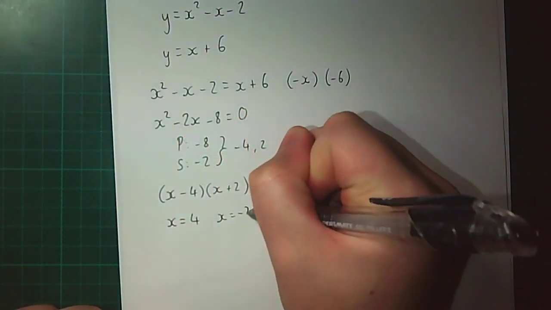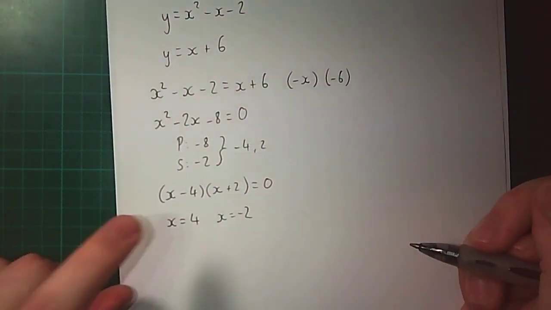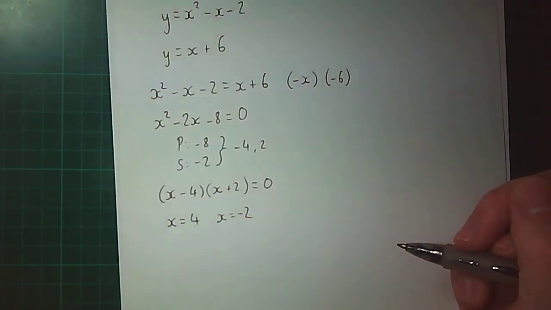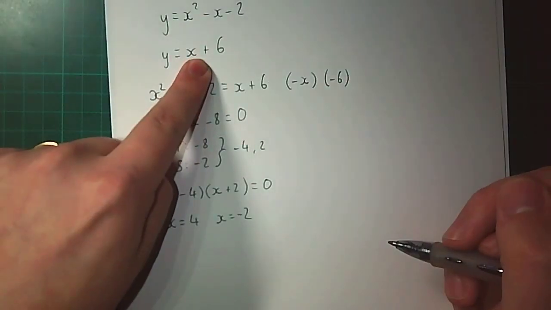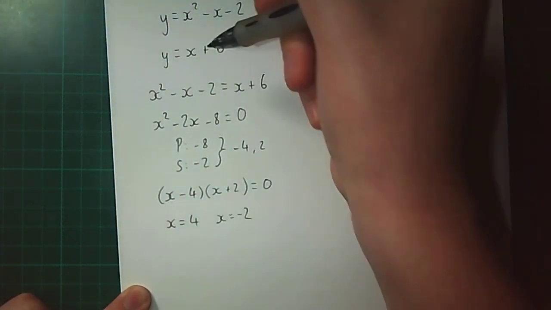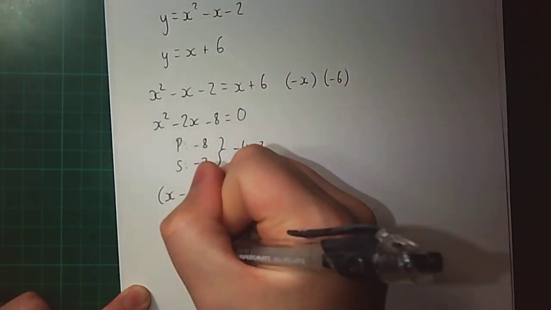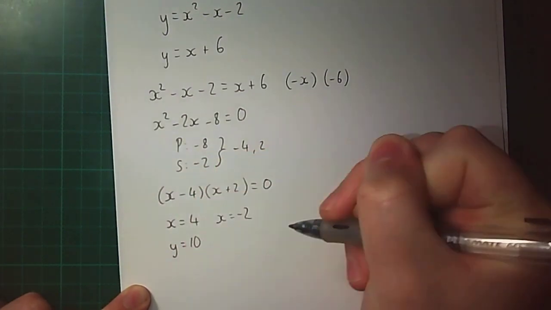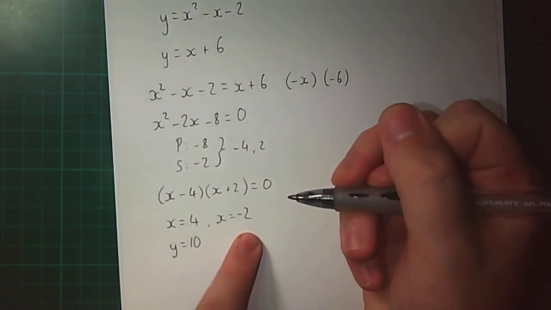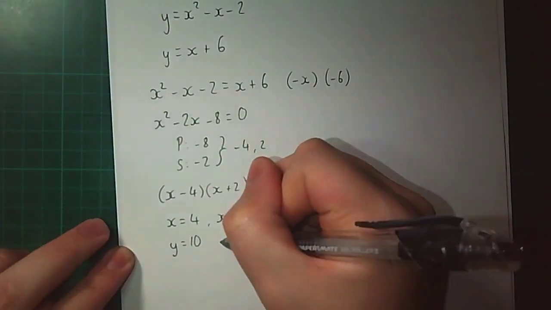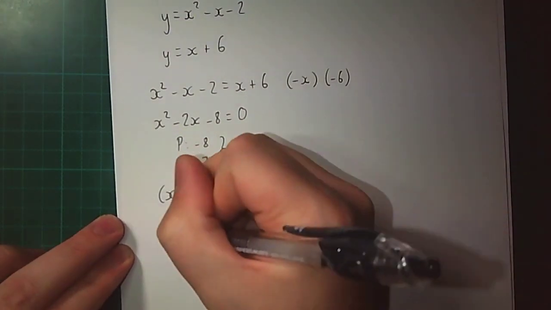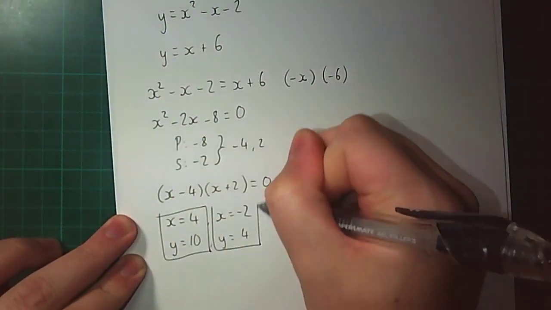There are two options. We can then pop them back into either of these equations to get our y value. I'm going to use this one because x plus 6 is simpler than the one above it. If x is 4, 4 plus 6 is 10, so y would be 10. If x is negative 2, negative 2 plus 6 is 4. So that's our y value. So there are two solutions.